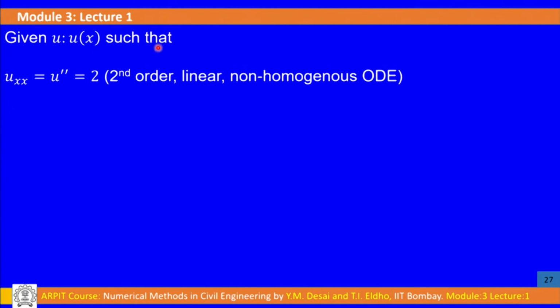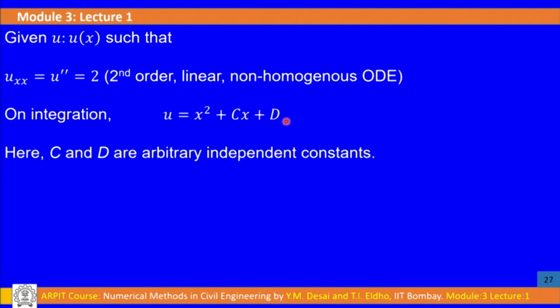So, just to explain further what we just discussed, let us consider our continuous function depending on only one independent parameter space x. So, when I talk about del square u by del x square, that is our ordinary second order derivative, u double prime equal to 2. So, this would be a second order linear non homogeneous ordinary differential equation, ODE. If you integrate this, because this is second order, we now get two constants of integration, c and d.